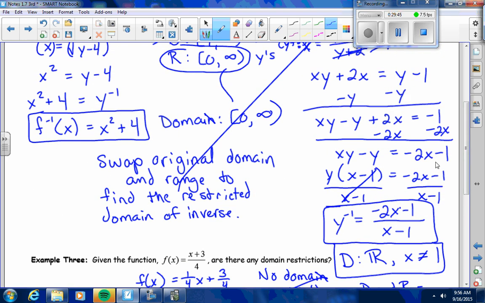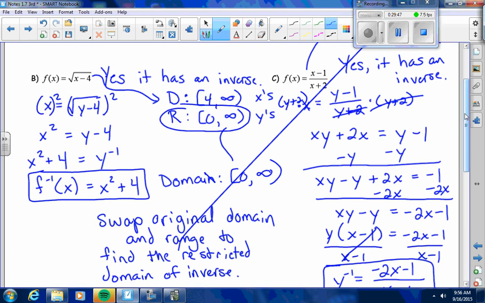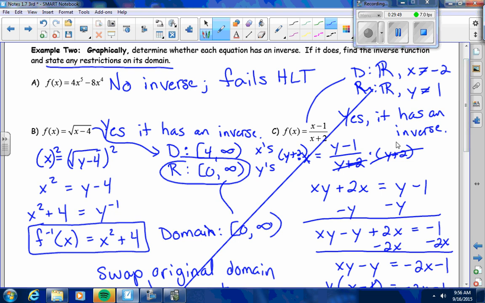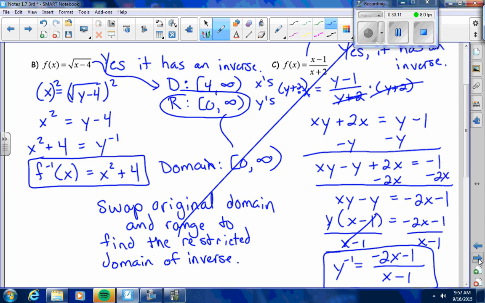So the range of this inverse is going to be what the original domain was. The range of this inverse would be all real numbers, but y cannot equal negative 2. Okay, both of those just get completely switched. That becomes my domain. That becomes my range of the inverse. Okay. Any other questions? All right, then we can flip it over.